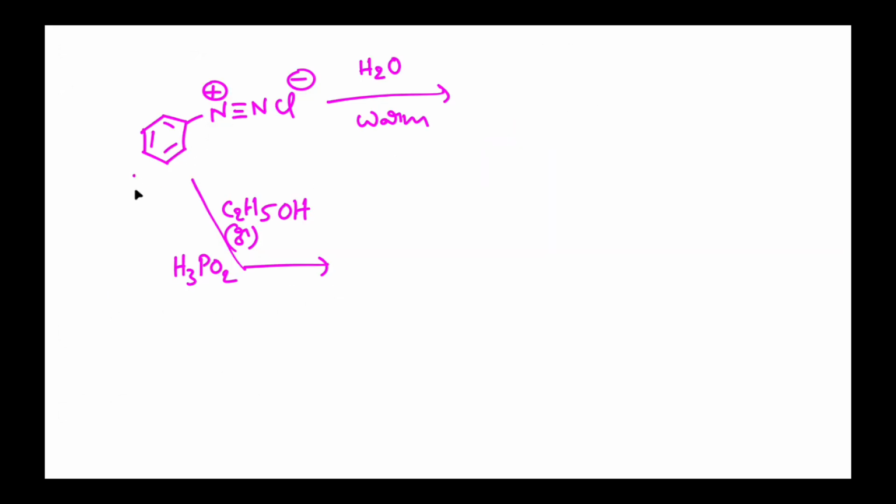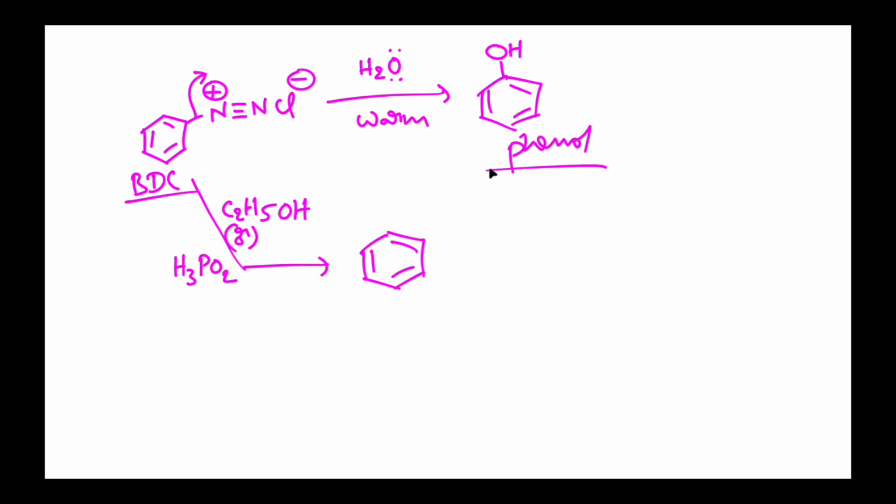We know very well that when benzene diazonium chloride reacts with water under warm conditions, it loses an N2 molecule, nitrogen molecule. Water is added to the benzene ring and forms phenol. But the same benzene diazonium chloride, when reacted with ethyl alcohol or hypophosphorus acid, gives only the benzene ring. In these two conditions only benzene forms, but by reacting with water, phenol is formed as the major product. So benzene diazonium chloride reacted with warm water does not give benzene, it gives only phenol.